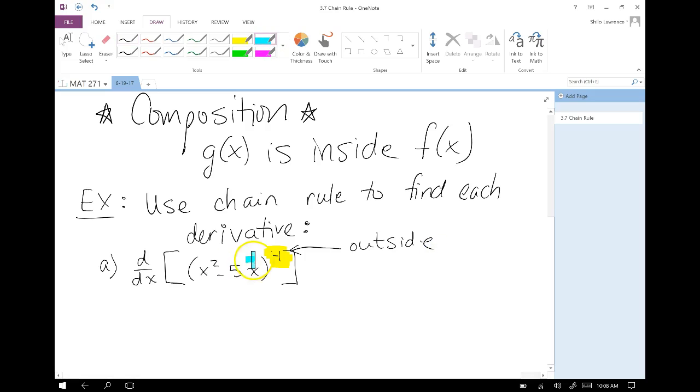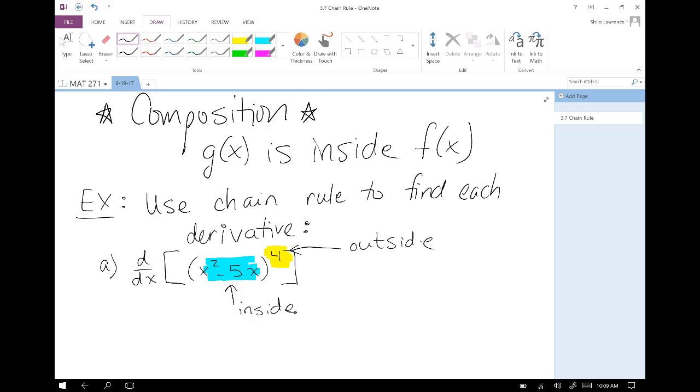And our inside operation, or our inside function, is the x squared minus 5x. Almost always you'll see some sort of math enclosure to help you decide what's outside and what's inside. A lot of times it's parentheses, but sometimes a square root or a cubed root can help us decide outside and inside. Some of the trickiest ones are with exponentials, because you won't see an enclosure. So we'll talk about those in a couple of sections. But a lot of times you're going to look for parentheses to help you decide what's inside and what's outside.